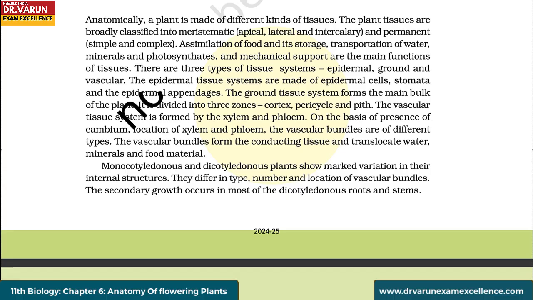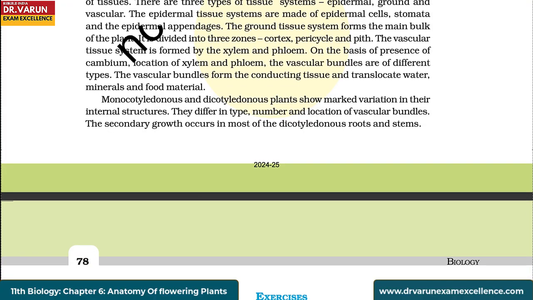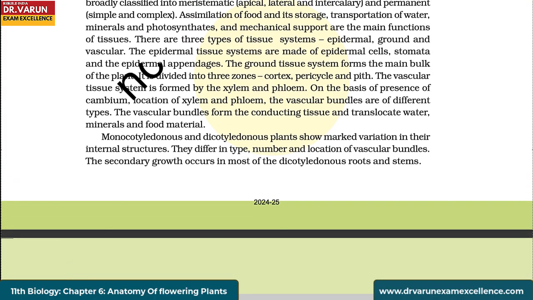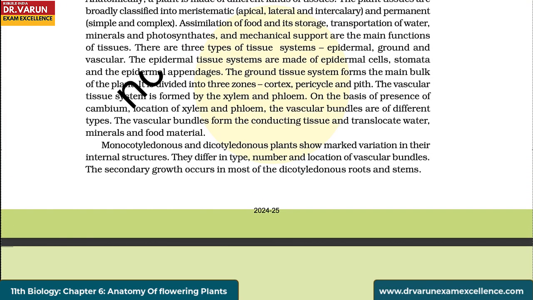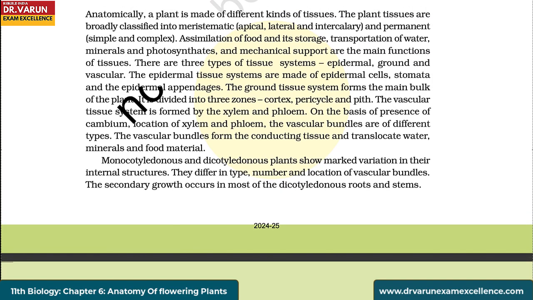The vascular tissue system is formed by the xylem and phloem. On the basis of presence of cambium, location of xylem and phloem, the vascular bundles are of different types. The vascular bundles form the conducting tissue and translocate water, minerals, and food material. Monocotyledonous and dicotyledonous plants show marked variation in their internal structures. They differ in type, number, and location of vascular bundles. The secondary growth occurs in most of the dicotyledonous roots and stems.